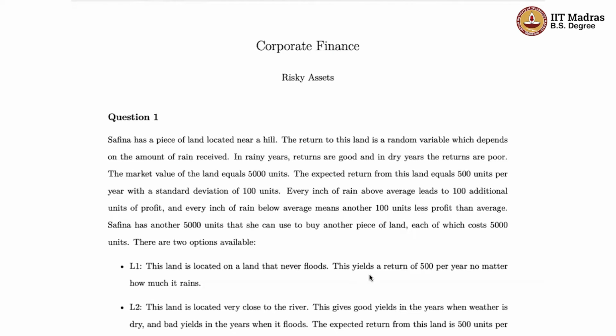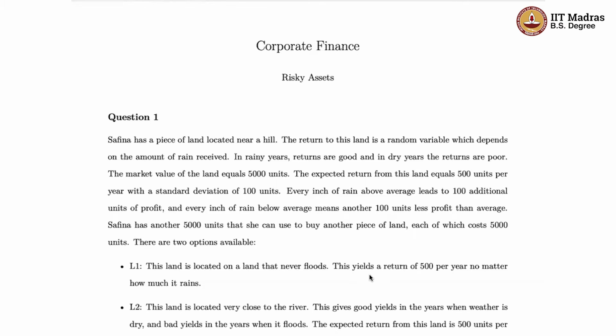So let's consider the following problem about a portfolio which consists of multiple risky assets. So you have got Safina, who owns a piece of land located near a hill, and the return to this land is a random variable which depends on the amount of rain received in that region. So in rainy years, the returns are good, and in years in which rainfall is inadequate, the returns are poor.